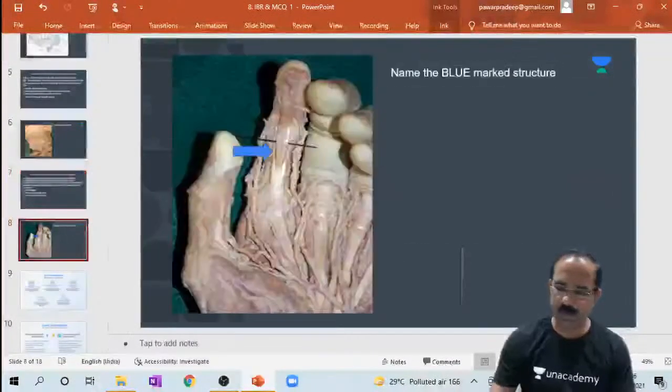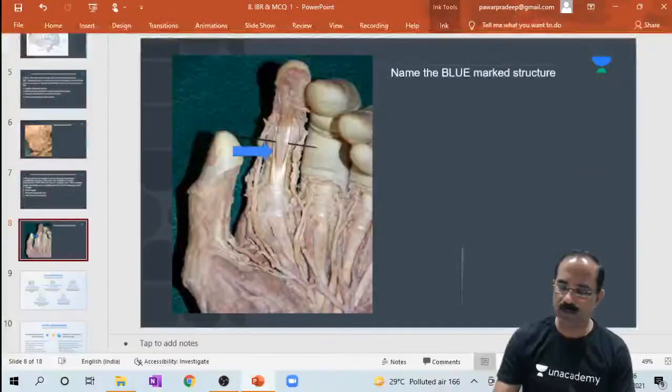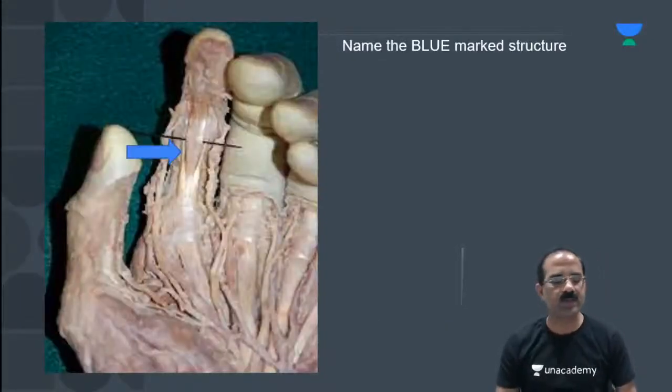Okay, very good, very good. Nirupam, very good. Chalo, you answered this MCQ now. What is this pointed structure?